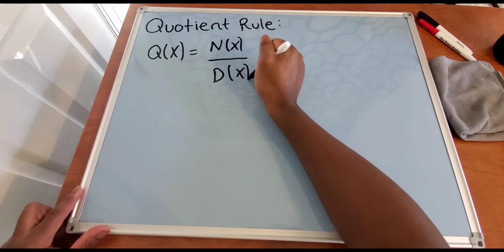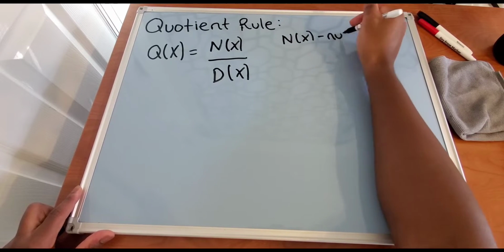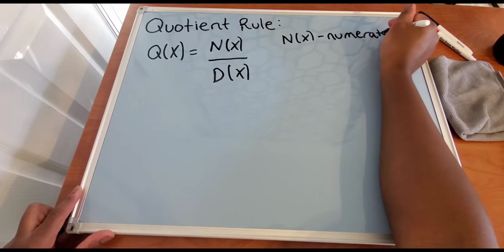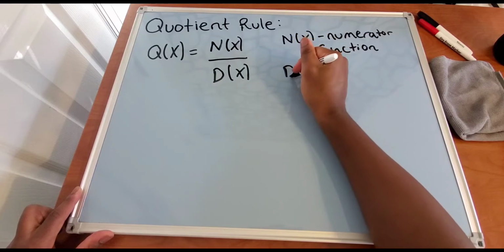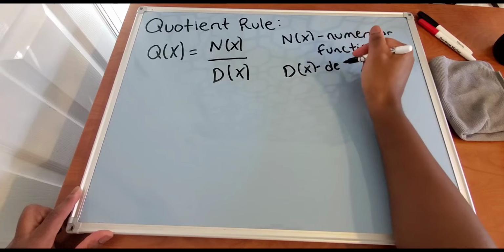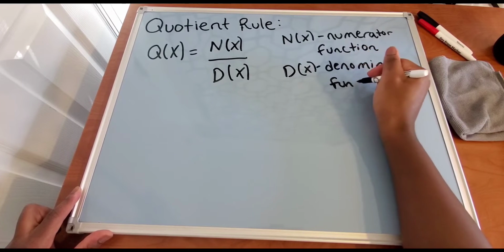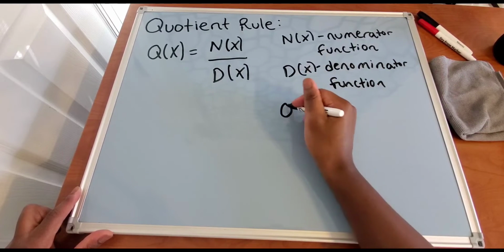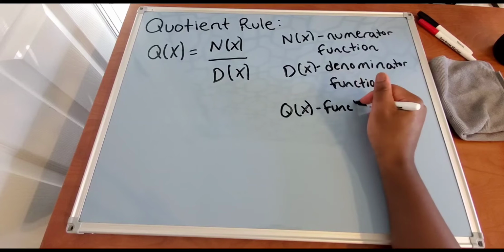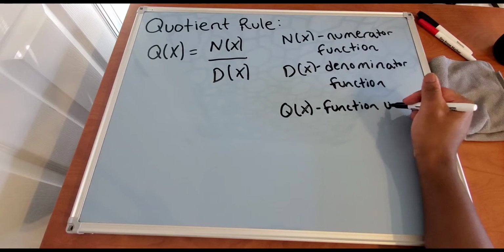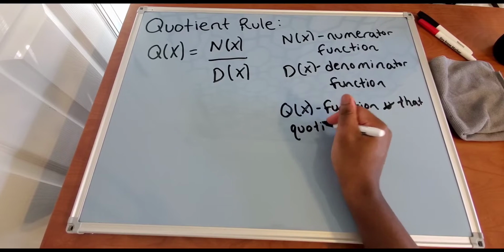To define some variables first before I do anything, n of x is the numerator function. And I will call big D of x the denominator function. And I will call q of x the function that we're going to use quotient rule on. Basically, q of x is just the function that we're going to use quotient rule to find the actual derivative of.